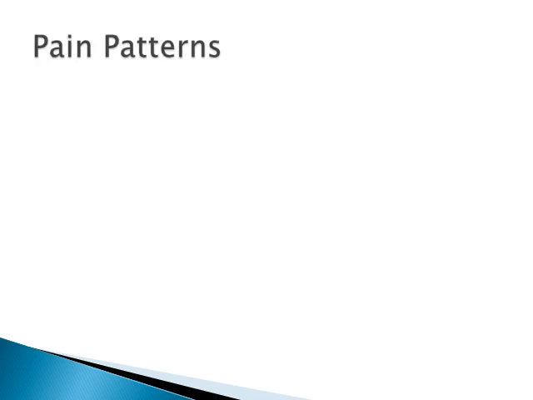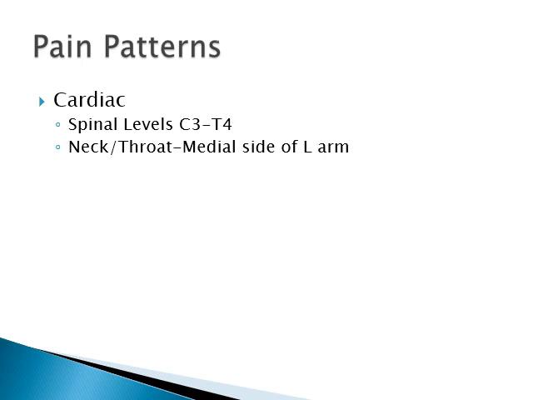Okay, so when we look at pain patterns, anytime you're talking pain from the cardiac system, and in particular the heart, you're usually going to be experiencing a crushing type of pain. Like when you're talking about myocardial infarction, for instance, a person suffering a heart attack, that's going to be a crushing type pain. People will explain that it feels like an elephant sitting on their chest. And usually we're going to feel that where it comes from a spinal level C3 through T4. And again, you're going to feel that in the neck and the throat. The medial side of the left arm will get some referred pain too.